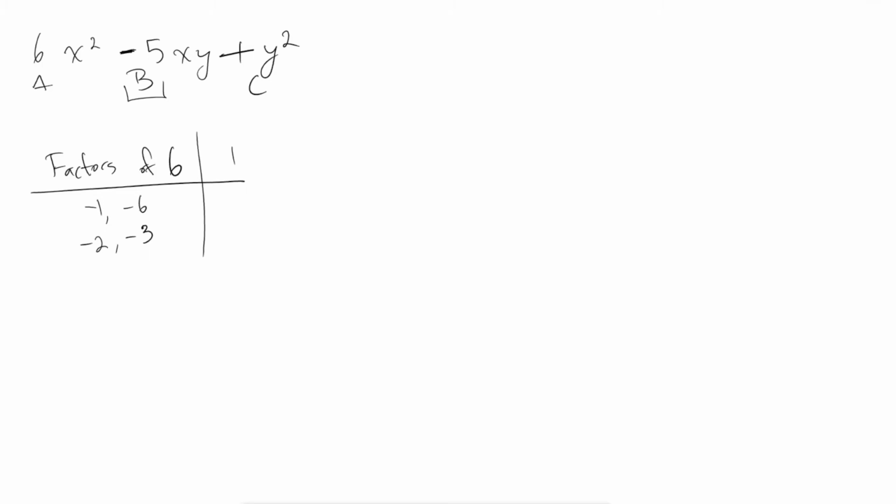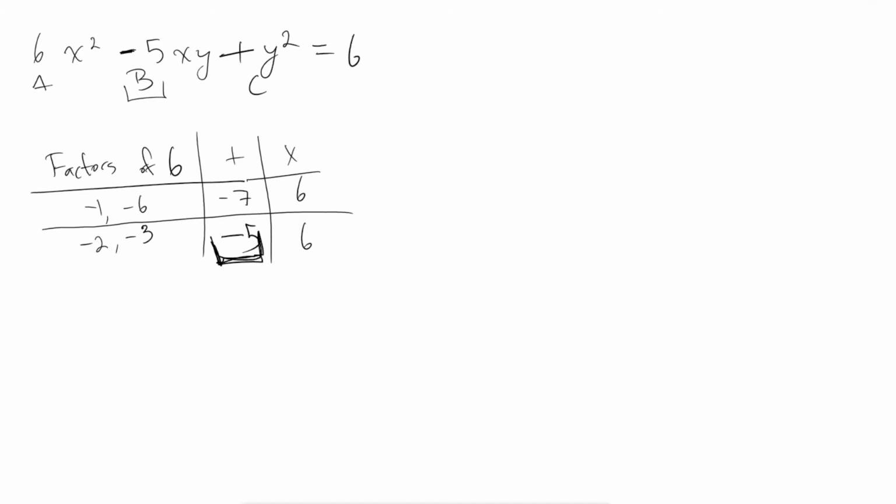And I will put my plus and my multiplication sign. Make sure they still are multiplying to be 6. So I have negative 1 plus negative 6, that gives me negative 7. And negative 2 plus negative 3, that gives me negative 5. I'm looking for negative 5, so that's the one I'm going to take. I'm then going to rewrite my equation, putting my negative 5 in with these guys.